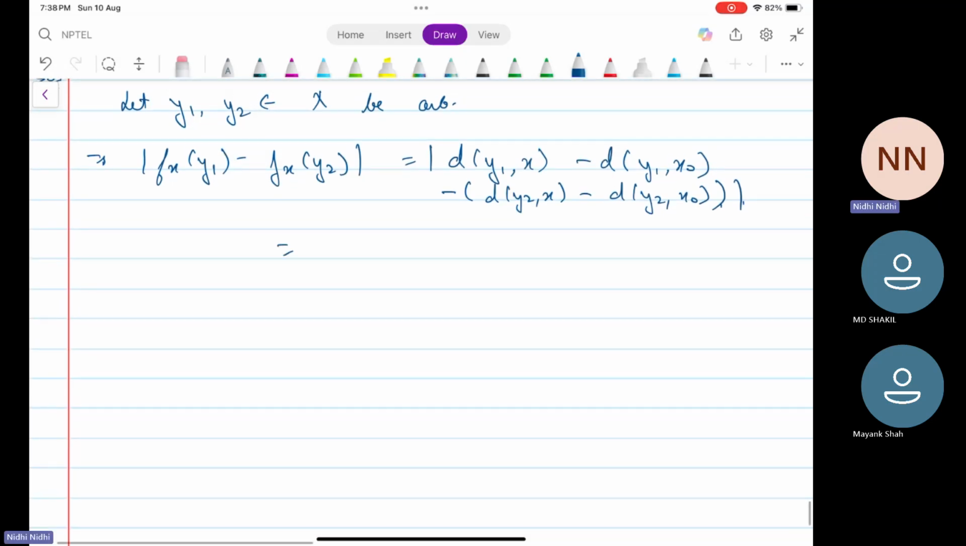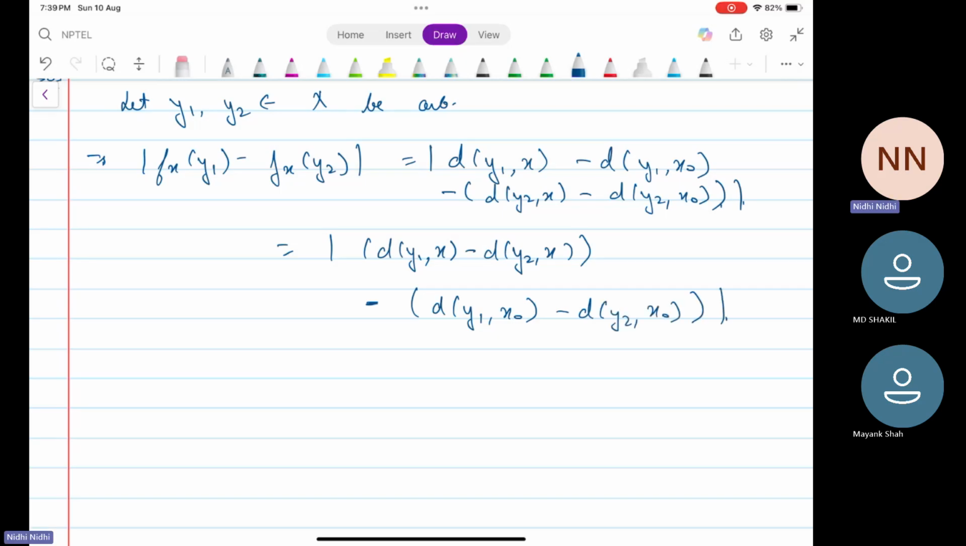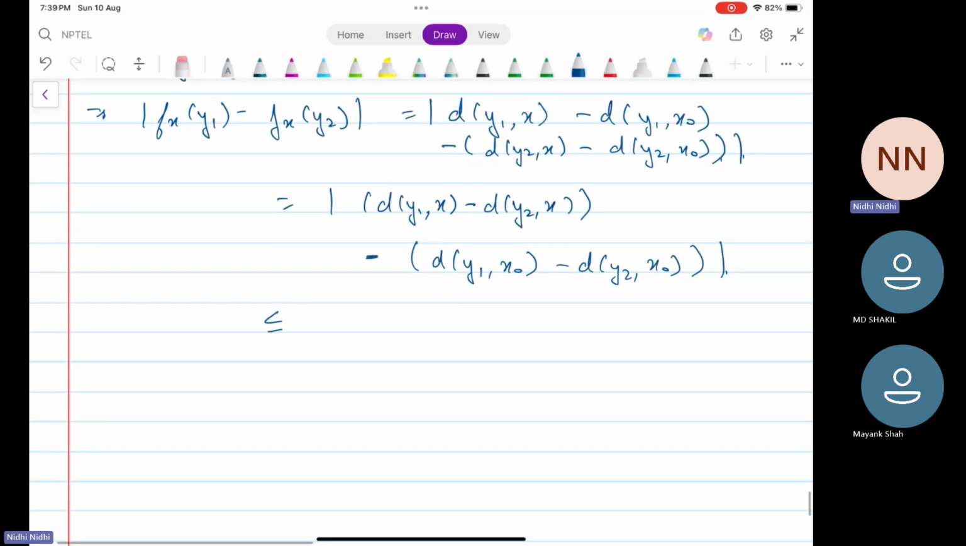This is equal to |(d(y1,x) - d(y2,x)) - (d(y1,x0) - d(y2,x0))|, which is less than or equal to |d(y1,x) - d(y2,x)| plus |d(y1,x0) - d(y2,x0)|.